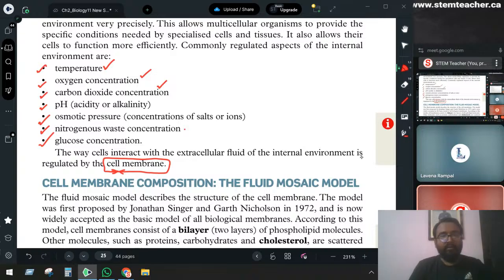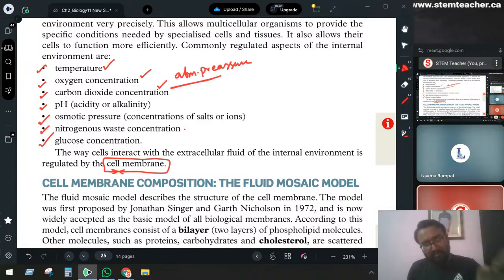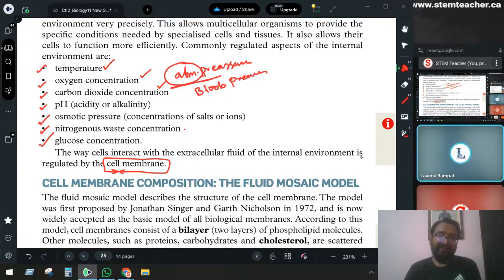Moreover, atmospheric pressure is also most important. Of course, with the skin it is important, and even in the body also. What is atmospheric pressure? Pressure of the air on the surface of the earth. What is BP? This is blood pressure. They both have natural restrictions on the organisms.